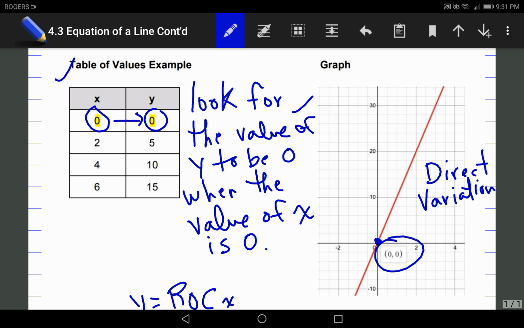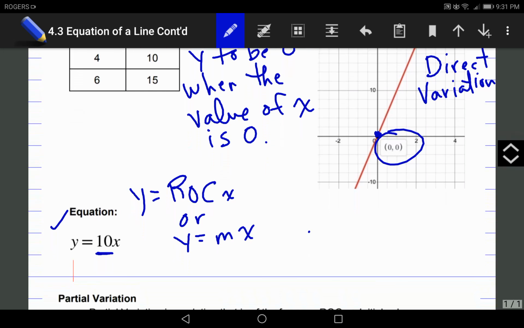All right. So those are the three ways to look for it. In a table, look for 0, 0. On a graph, look for the line to go through the point 0, 0. And in an equation, look for an equation that does not have an initial value. Okay, so it's missing that initial value. It just says the rate of change times x, and that's it.